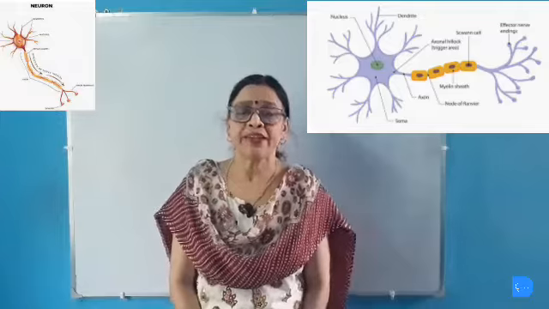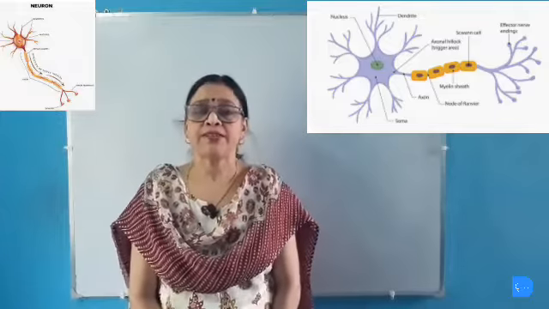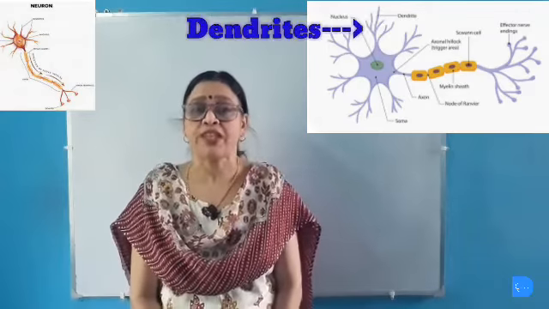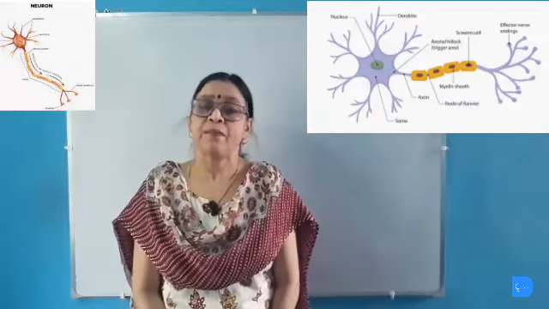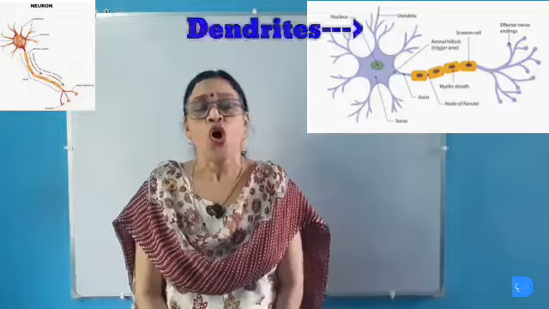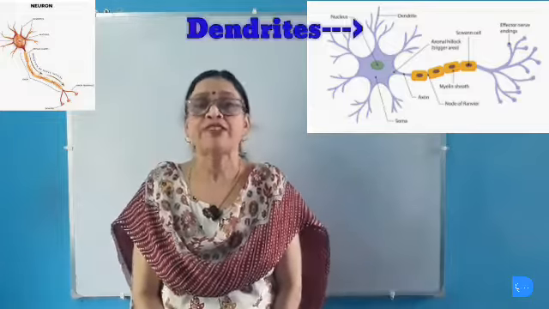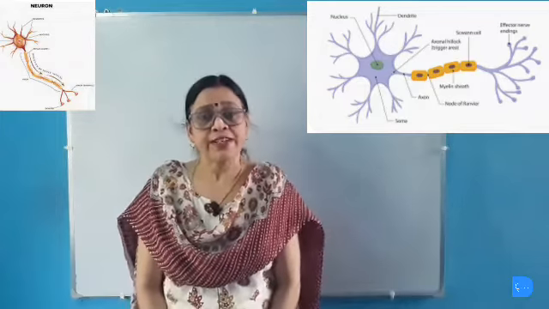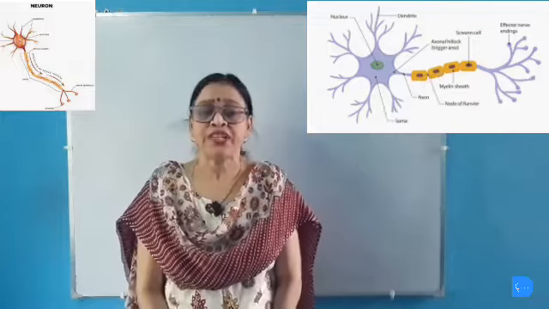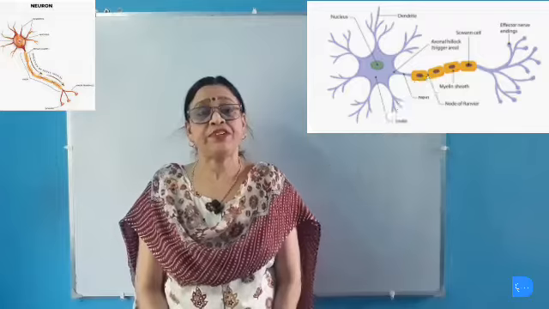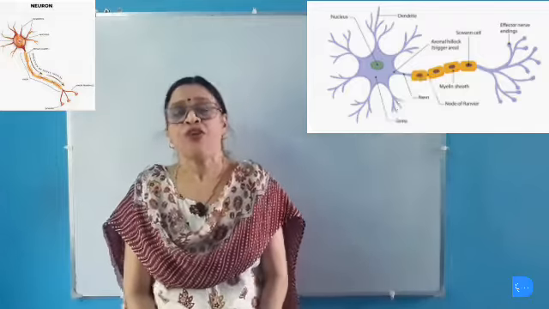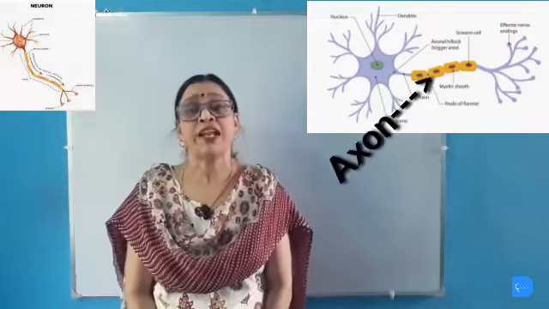Number 2, dendrites. Many small processes arise from the cell body or cyton which are known as dendrites. These dendrites receive the impulses from the other neurons or from the receptors like our sense organs. Number 3, axon. The longest process which arises from the cell body is known as axon. These axons help in transmission of electrical impulses from the dendrites of the neuron to the synaptic terminals.